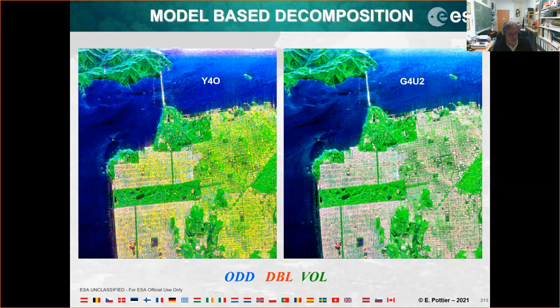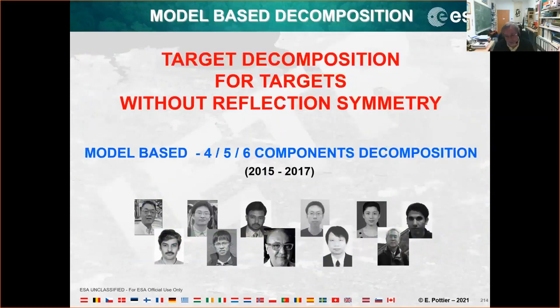And then people continued to work on that, and we have new ideas. We have what we call the model-based 4, 5, and even 6 component decomposition. So they consider, for example, that inside the pixel you can have 2 dihedrals which are not close together, and the combination of these 2 double bounces can create a non-symmetric phenomenon. So it can be something to consider, trying to extract these specific component contributions. Okay, so people continue to work and to introduce 4, 5, 6 component decompositions.